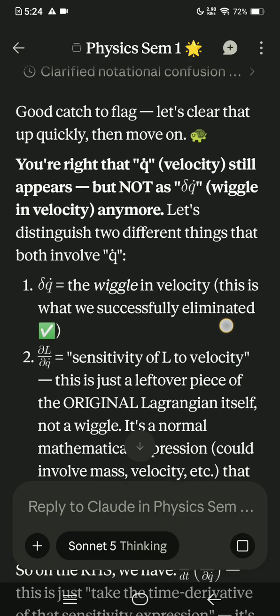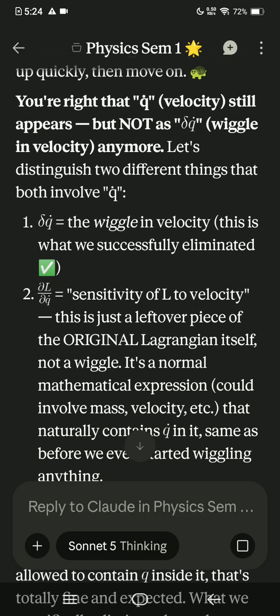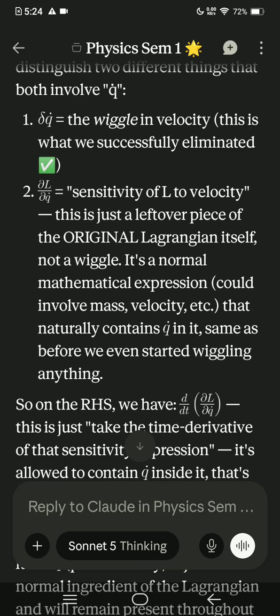Let's clear that up quickly, then move on. You're right that q dot velocity still appears, but not as del q dot wiggle in velocity anymore. Let's distinguish two different things that both involve q dot. Del q dot, the wiggle in velocity, is what we successfully eliminated. Del L upon del q dot, the sensitivity of L to velocity, is just a leftover piece of the original Lagrangian itself, not a wiggle. Its normal mathematical expression could involve mass, velocity, etc. that naturally contains q dot in it.